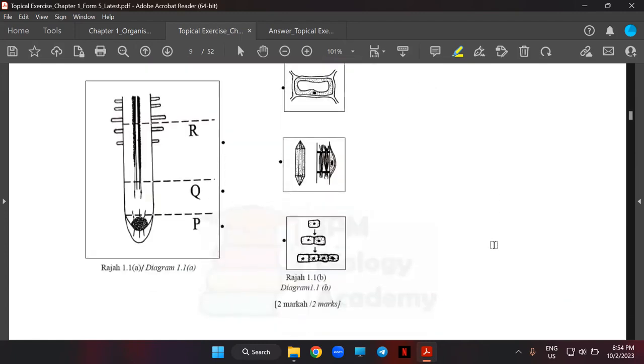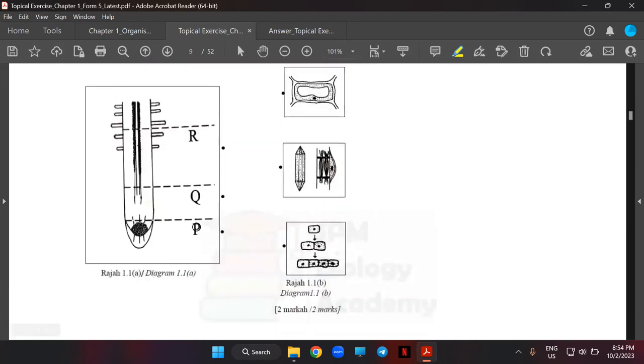Okay, let's see. So, P ialah zone of cell division, zon pembahagian sel. Q ialah zone of cell elongation, zon pemanjangan sel. Dan R ialah zone of cell differentiation, zon pembezaan sel. Okey, saya nak mula dengan gambar bawah sekali. Because 1 cell becomes 2 cell, 2 cell become 4 cell. What is this? Cell division, mitosis. You agree with me? Cell division, mitosis. Jadi, di mana mitosis berlaku? Zone of cell division, gariskan.